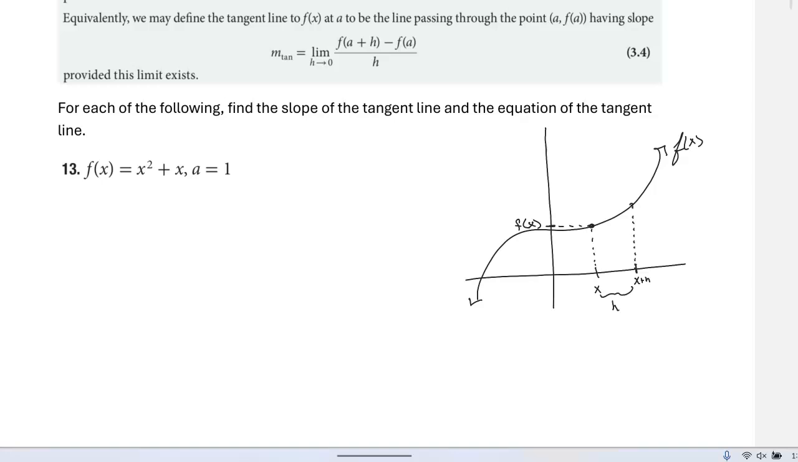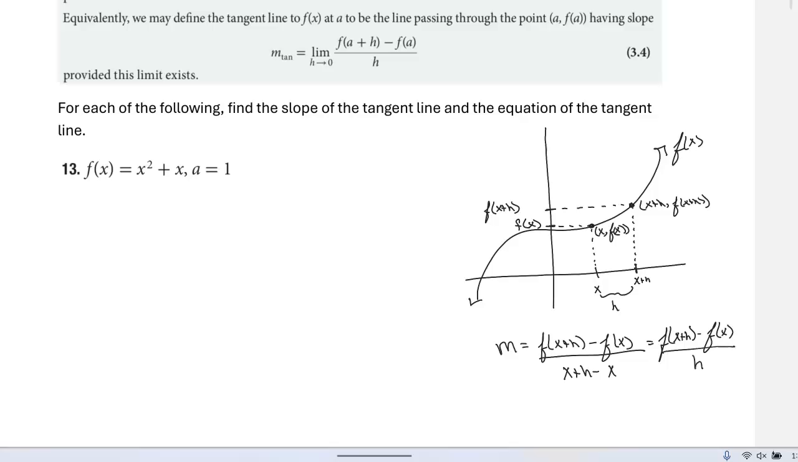And then if I go up to the graph, I can find the y value, which is f of x plus h. So I've got these two ordered pairs, x, f of x, and then x plus h, f of x plus h. And then since I have two ordered pairs, I can find the slope. So the slope is going to be y2 minus y1. So I'm subtracting those y values over x2 minus x1. I'm going to simplify that. So this is giving me the slope of the line between these 2 points here. And this is called a secant line.